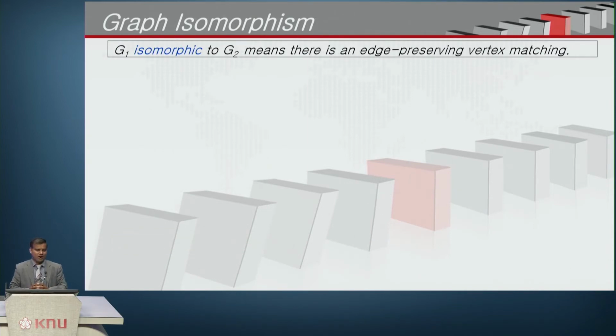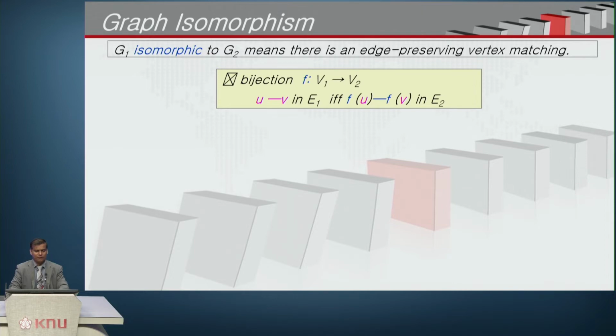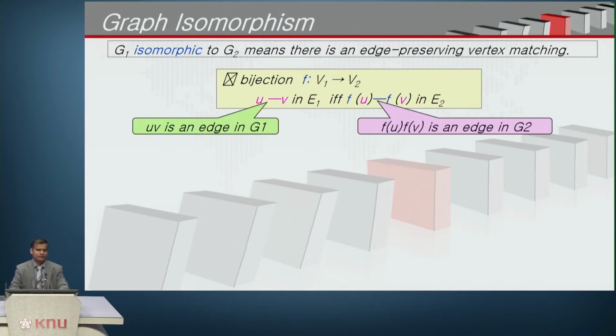So G1 isomorphic to G2 means there is an edge-preserving vertex matching. Let's consider this: f from V1 to V2, where uv is in E1 if and only if f(u)f(v) is in E2. So uv is an edge in G1, and f(u) and f(v) is an edge in G2.